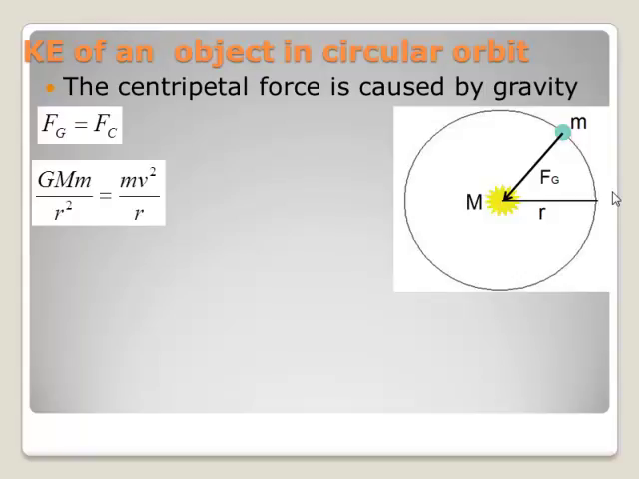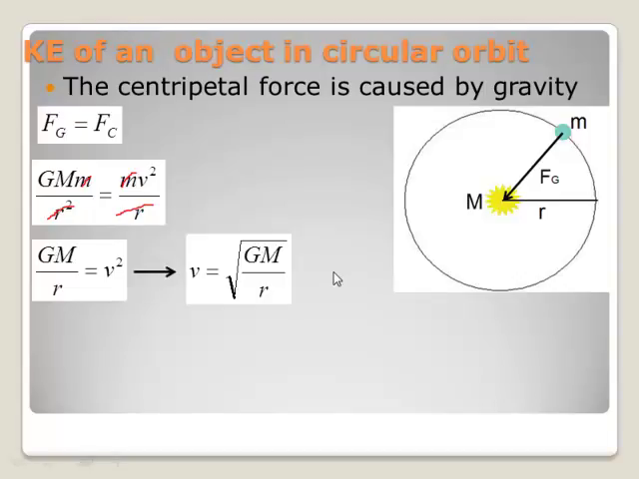So GMm over r squared is equal to mv squared over r. The big M is the star in the middle, the little m is the planet. We can cancel out both these m's, we can cancel out one of these r's, and we get that v squared equals GM over r. If we solve that for v, we get that v is equal to the square root of GM over r. And this is actually one of Kepler's laws, which I'll probably be doing in the next video.